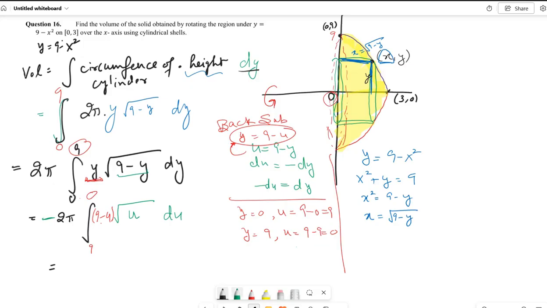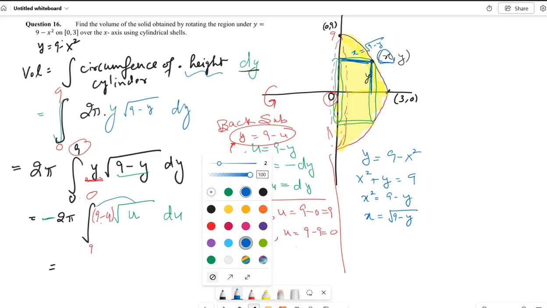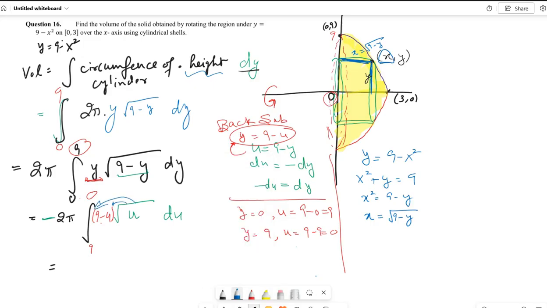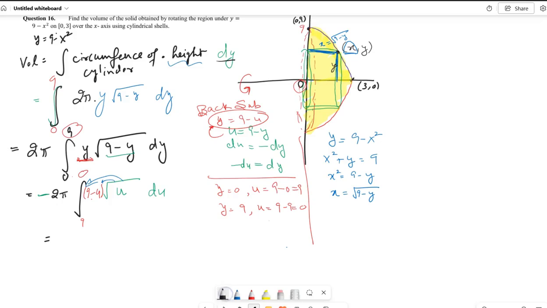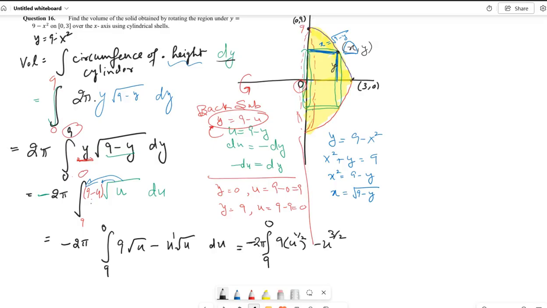Okay, so we have this integral we need to solve. First of all, we need to distribute the square root of u inside. What does that look like? Negative 2 pi integral from 9 to 0 of 9 times square root of u minus u times square root of u du. 9 square root of u can be written as 9 u to the power half, minus u times u to the power half, which can be written as u to the power 3 by 2.